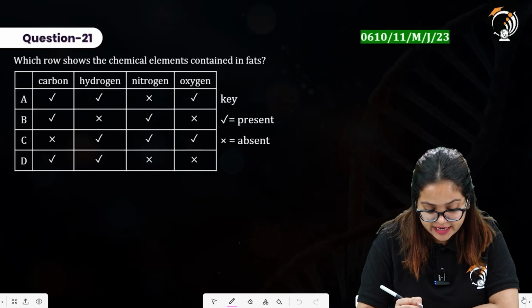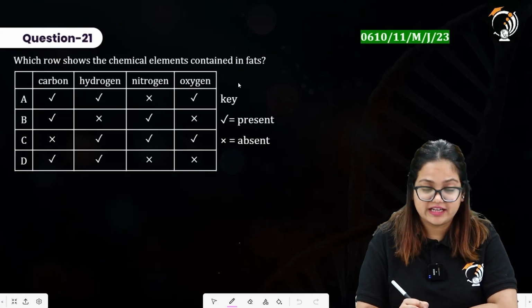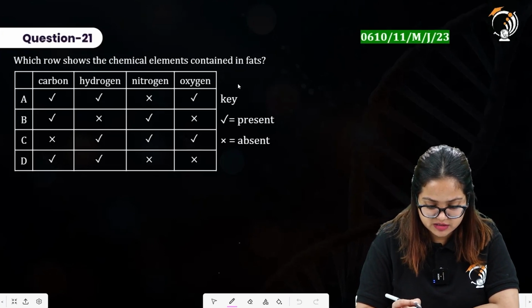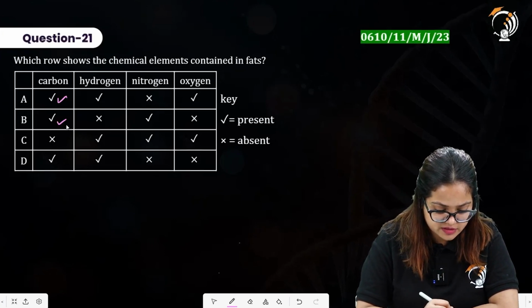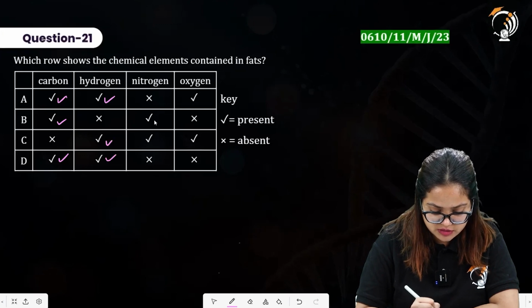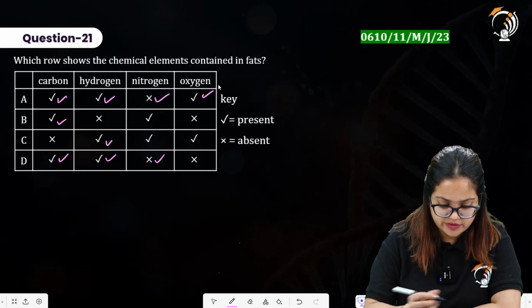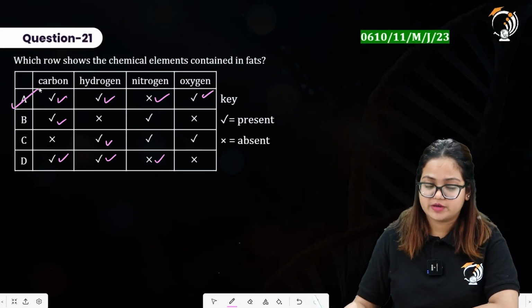Which row has the chemical elements that are contained in fat? So you can also solve it on your own, but for the sake of the right answer, you can have the option that includes them. All right, option A. This is also a repeated question.